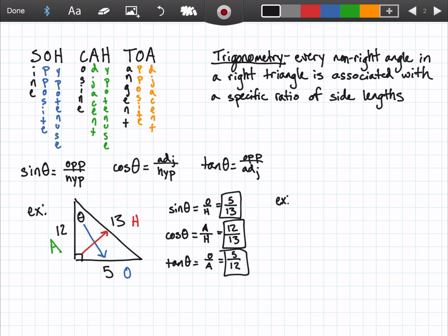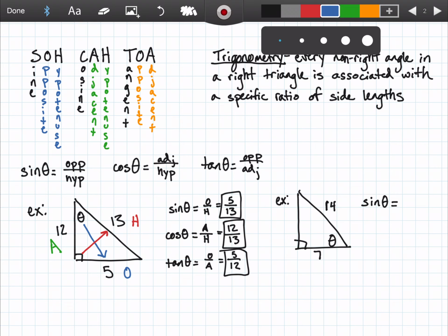Let's say I was missing a side length. So this time theta is going to be down here. And we'll keep this, I know we're just going to make up some numbers. 7 and 14. Well, if I'm missing a side, and let's say I want to find sine theta. Well, here's opposite, adjacent, hypotenuse. Well, I need that opposite side. So what do? Pythagorean theorem.